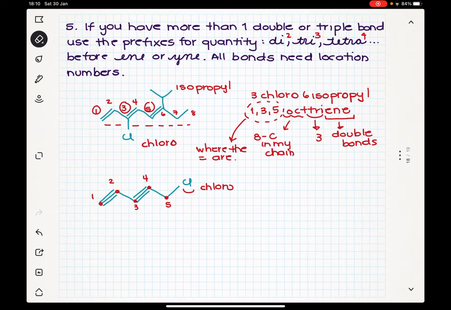So I start putting the name together. It's going to be 5-chloro, 1,3-pentatriyne. Oh no, it's not tri, because I only have 2, so it's diyne: 5-chloro-1,3-pentadiyne.